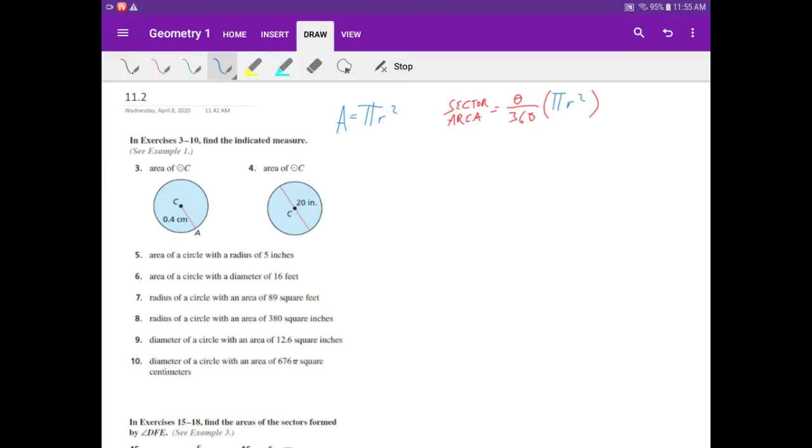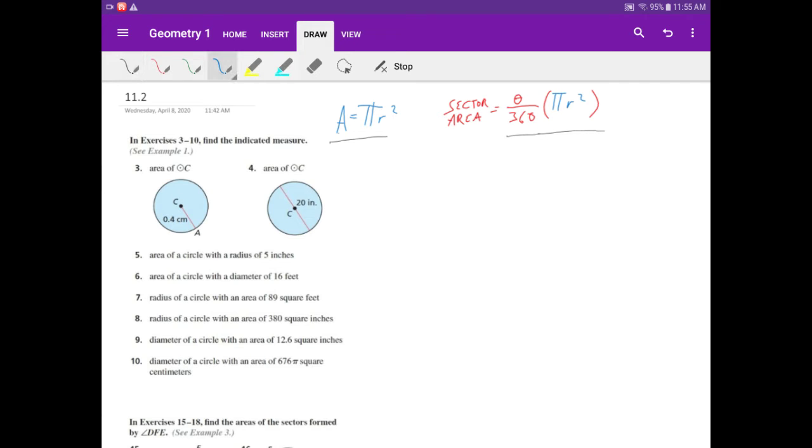Look at a sector area. Sector area uses the formula for area, which is here. Area is pi r squared. And when you're doing the sector area, you use this formula right here, which will get you the percentage of the sector, so how big the slice is, and then you apply the same area formula as before.